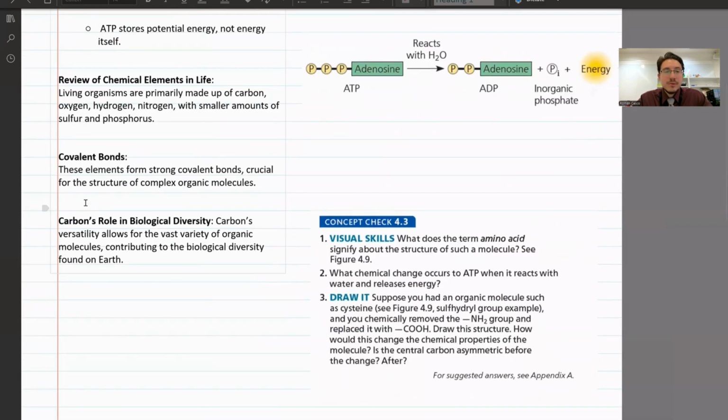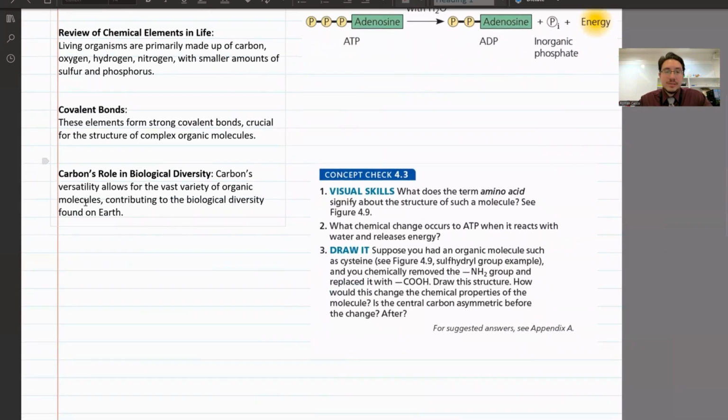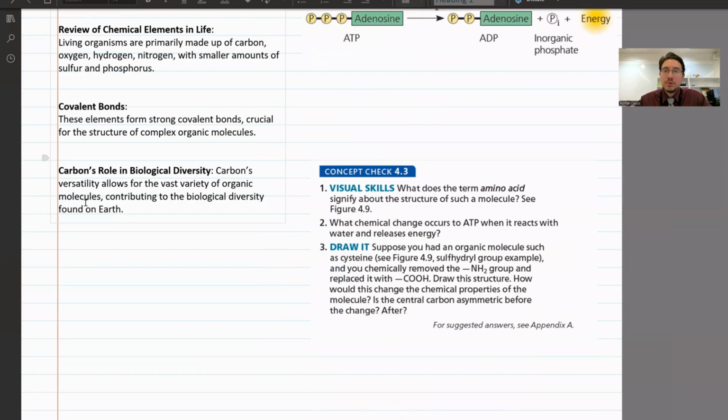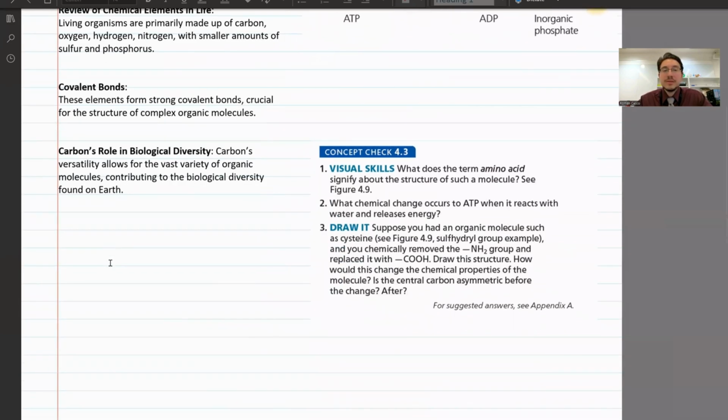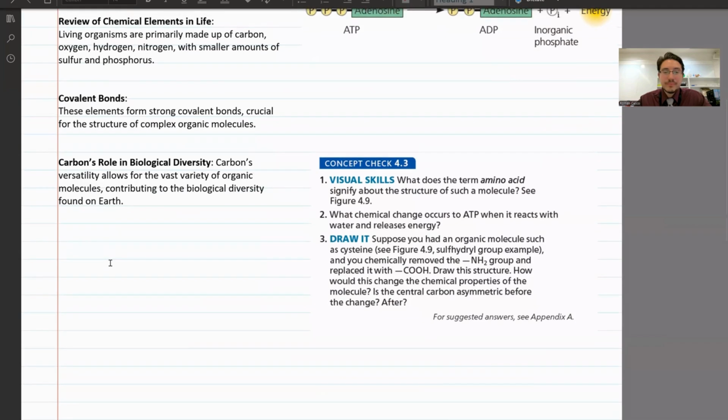Okay. So just a little bit of review here. Review of the chemical elements of life. Living organisms are primarily made up of carbon, oxygen, hydrogen, nitrogen, and smaller amounts of sulfur and phosphorus. Okay. Covalent bonds are a strong chemical bond. It is very crucial to be the basis of all these molecular compounds because carbon can create 4 bonds, right? And can bond to itself. There's a lot of diversity that can occur, okay? In terms of biological structures.